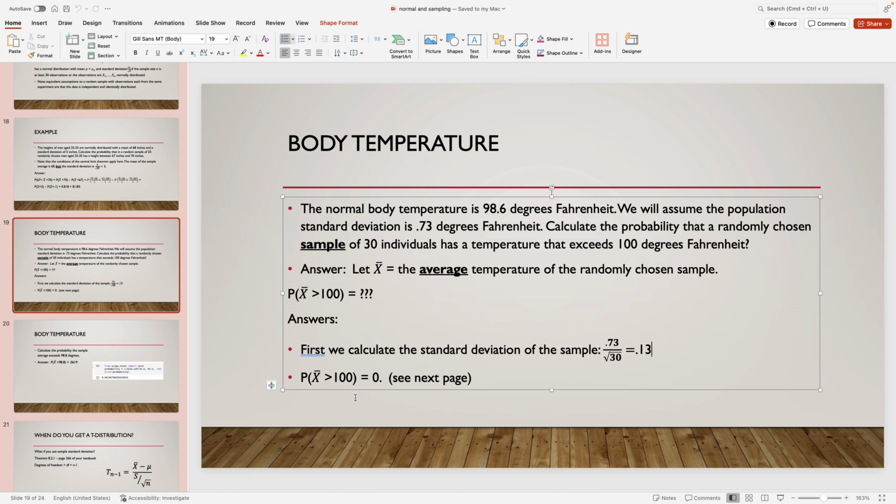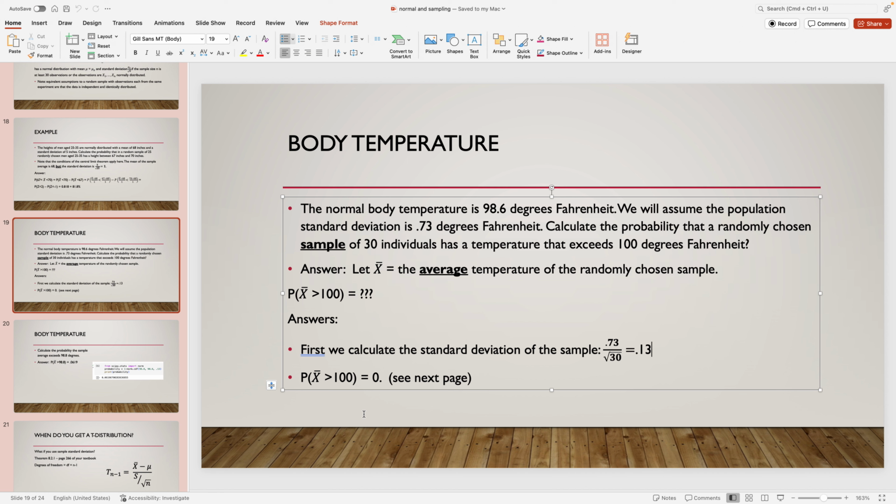It shouldn't surprise us that the probability that the sample average is more than 100 degrees is 0, because the sample average should represent the population average, which is 98.6. One way you could get it to exceed 100 degrees is if everyone has a temperature of more than 100 degrees. That's not the only way, but that is one way the sample average would be bigger than 100 degrees. And that's a pretty unlikely event, for that to happen for so many individuals.